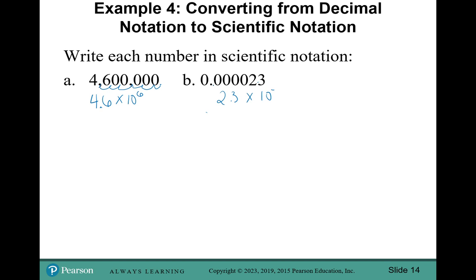Now, I'm going to move this decimal 1, 2, 3, 4, 5 places to get to that 2.3. So I'm looking at 10 to the negative 5.